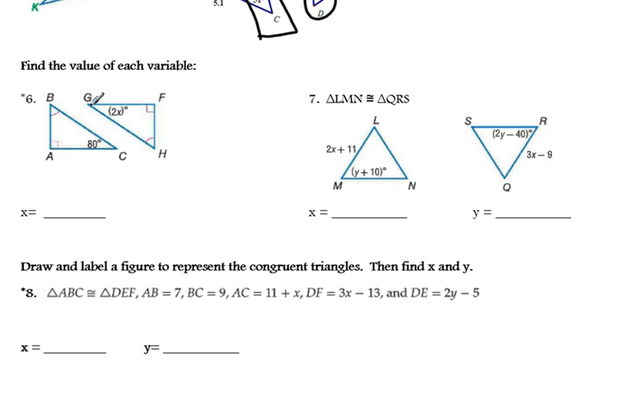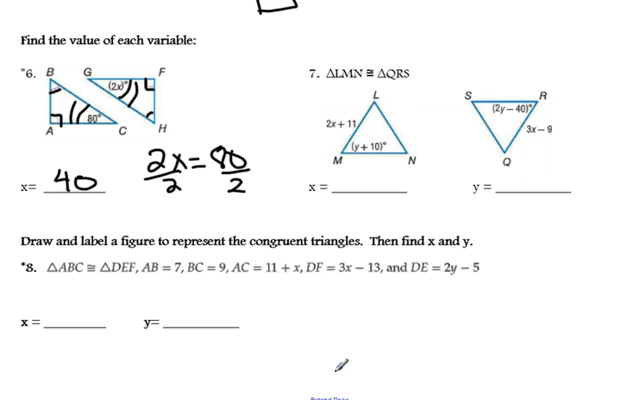Okay, number 6, if this angle is congruent to this angle, and the 90-degree angle is congruent to the 90-degree angle, then whatever's left at angle G has to be congruent to 80 degrees at C. So 2x has to equal 80 degrees. So divide by 2, x has to be 40.